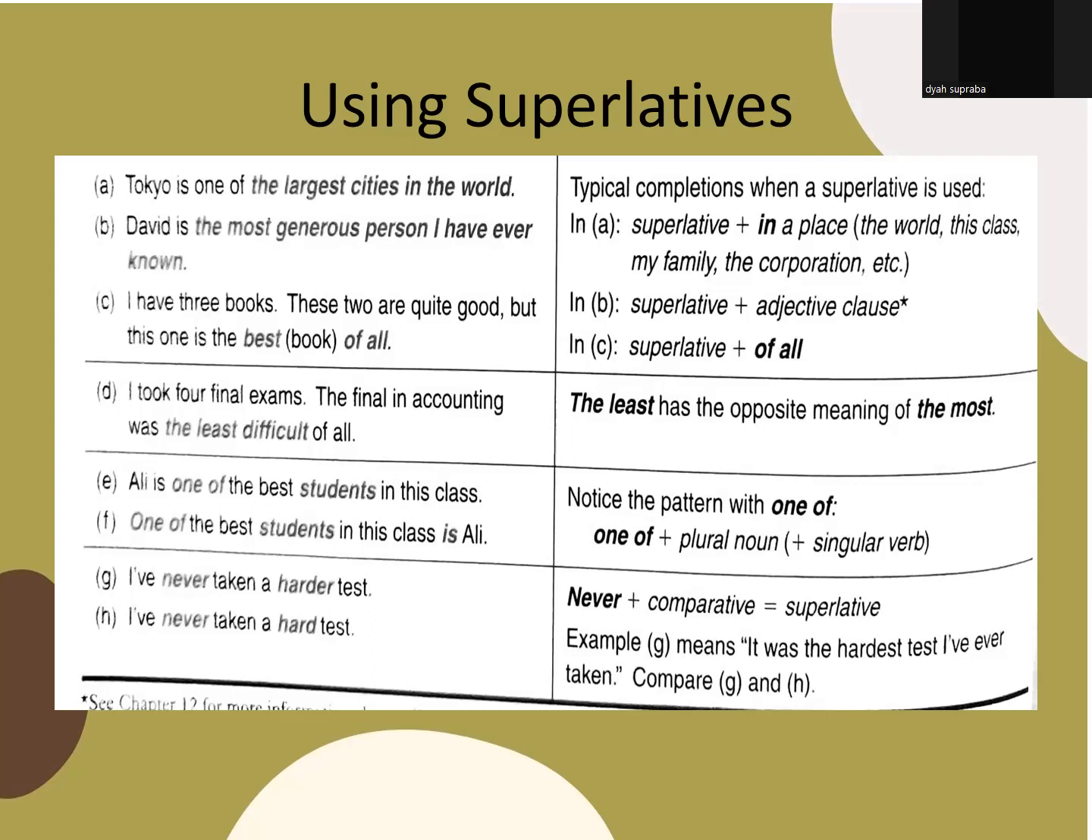Okay, let us see example E. Ali is one of the best students in class. F, one of the best students in this class is Ali. Please notice the pattern with one of. One of is always followed with a plural noun. It must be followed by a plural noun, but the verb is a singular verb. Ali is one of the best students in the class.